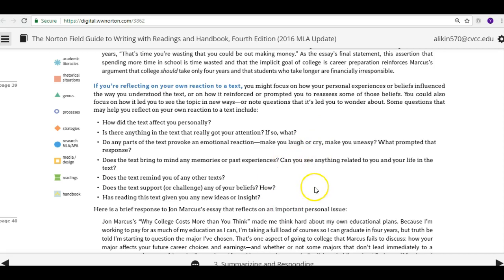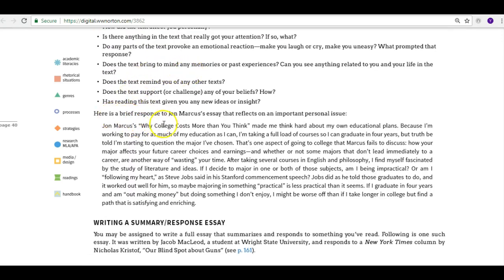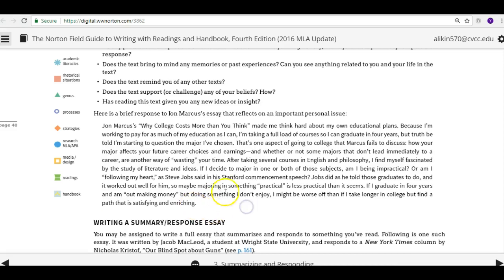So if you think about this, if this were a read and respond essay and you knew that the reading assignment was The Reason College Costs More Than You Think, and you knew that it was published in Time Magazine or Business Insider, you could probably put together a nice reflective piece where you talked about just the cost of college. I would encourage you to read the example that's given, because this example is a personal reflection, but he or she clearly connects the thought process back to the original article.